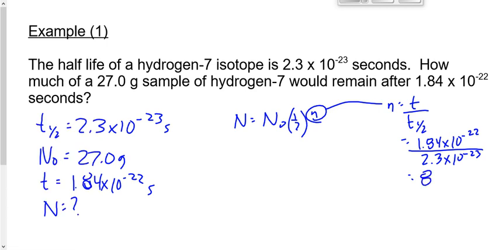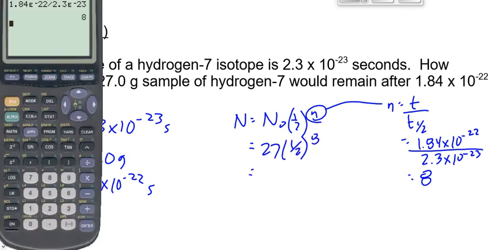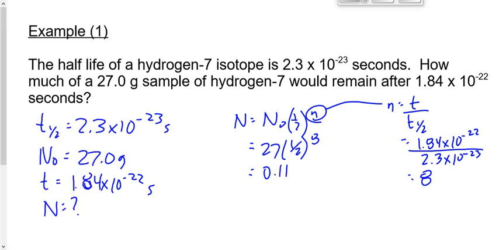So now we go to sub that in here. 27 times 1/2 to the 8. Watch me on my calculator for this one. 27 times 0.5. We're not going to say times 10 to the 8. That's wrong. This is not times 10 to anything. This is just 1/2 to the 8. You got to hit that little caret button there to get that. Gives me 0.11. And of course, as Spencer said a minute ago, that would be grams, right?